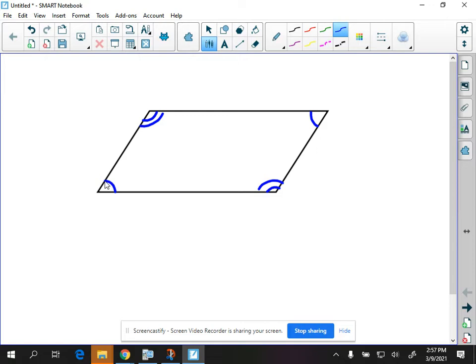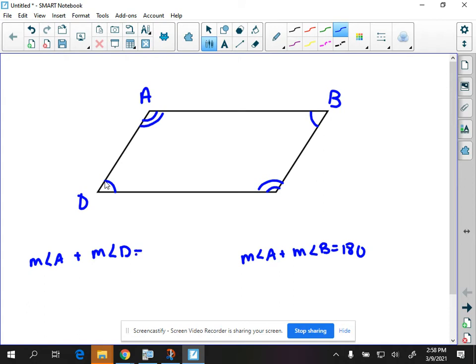The other thing that we know is adjacent angles or consecutive angles are supplementary. So if I call this angle A and this angle B, the measurement of angle A plus angle B have to equal 180 degrees. So the measure of A plus the measure of B have to equal 180 degrees. Same is true if I were to call this angle down here angle D. Angle A and angle D also are supplementary, okay? So they're supplementary going up and down, they're supplementary going across.